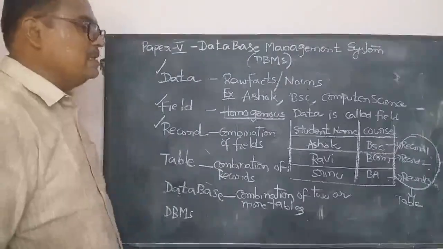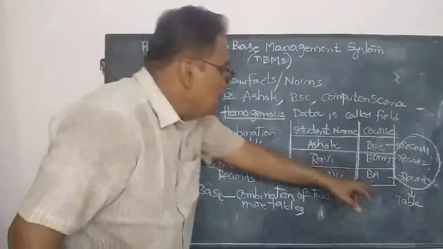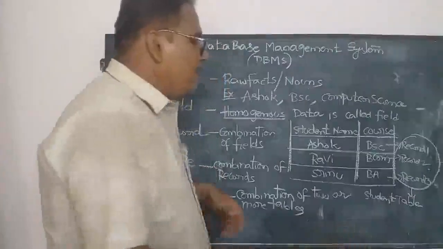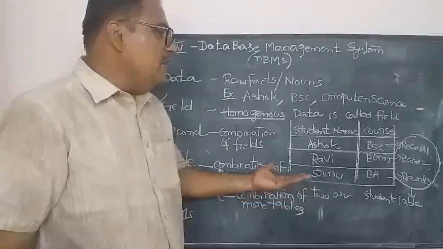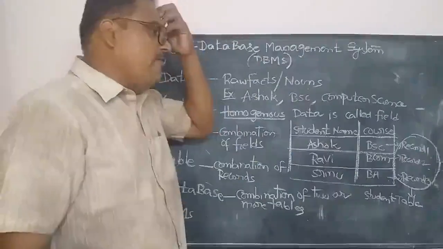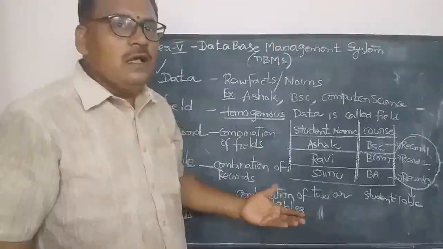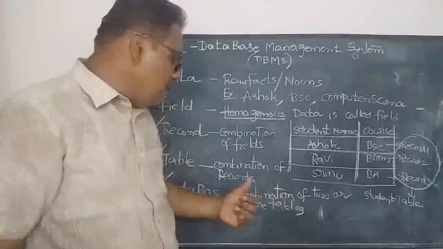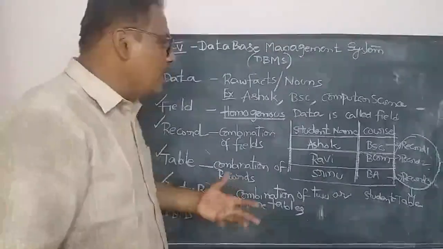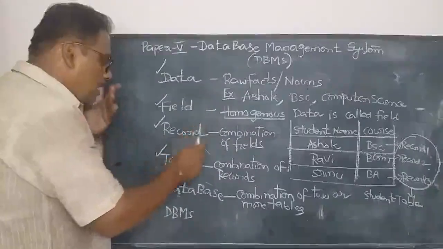A combination of two or more tables is called a database. Here, this is a student table. We can imagine another table, that is faculty, which takes classes for particular courses. That table also contains faculty name, faculty specialization, faculty code, mobile number, etc. When you combine these two tables, it is called a database, a college database. So here a database is generated from field, record, table.